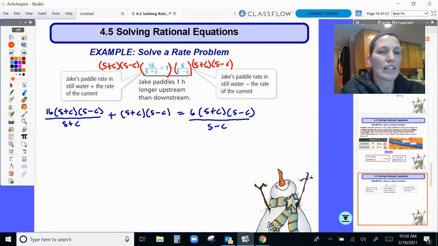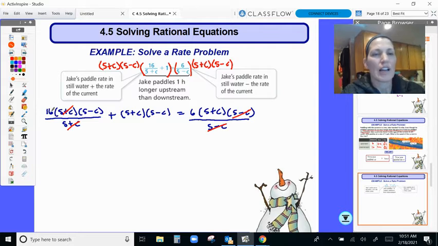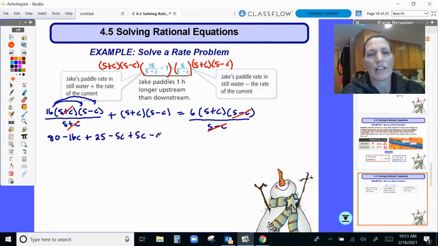So now what we can do is cancel out. This 5 plus C cancels out, my 5 minus C's cancel out, and we're left with just a big string of numbers here. So be careful on these. 16 times 5 gives me 80. So we're going to go 80 minus 16C plus, we're going to just FOIL this guy. So it's 25 minus 5C plus 5C minus C squared equals, and I'm just going to distribute this guy here. So that's 30 plus 6C.